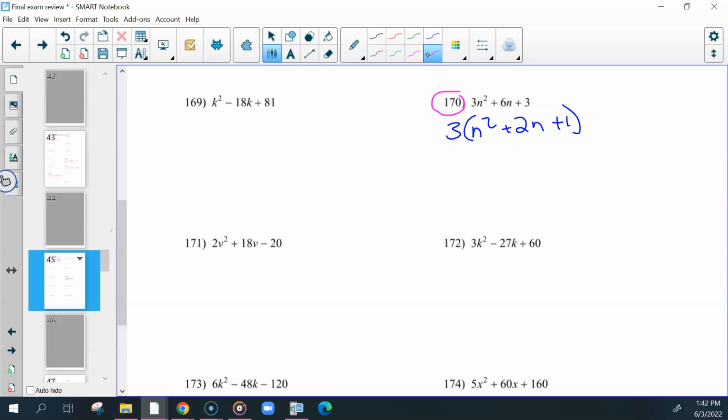Then we're looking for two numbers that multiply to be 1 and add to be 2. The only two numbers that multiply to be 1 are 1 and itself. So this would be 3 times n plus 1 and n plus 1. Or you can write n plus 1 squared. Either or. Questions on that one?